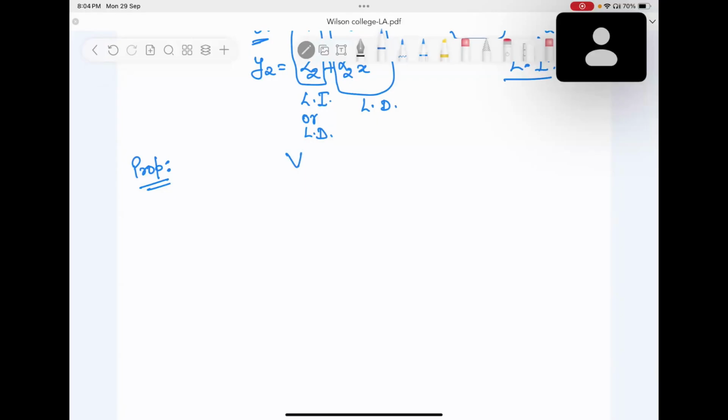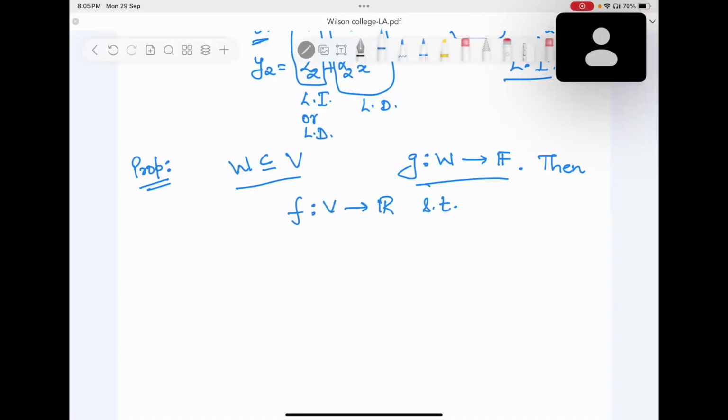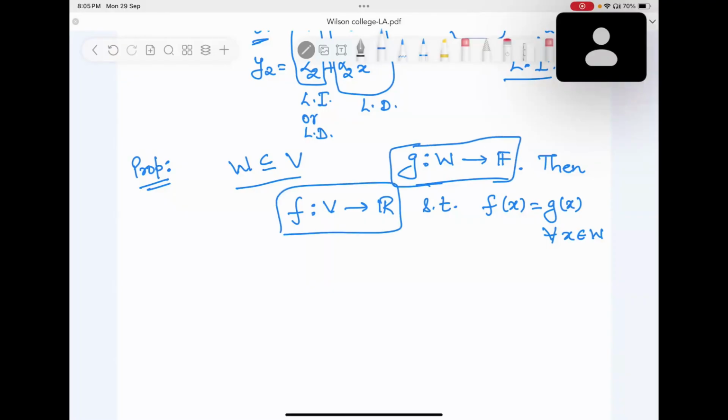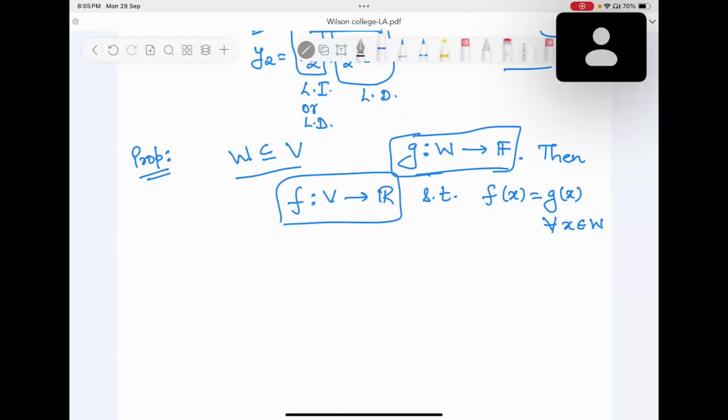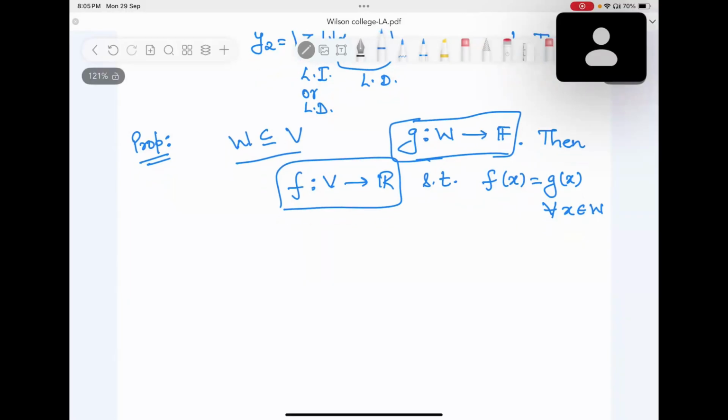Now suppose you have a vector space V, and W is any subspace of V, and you have a linear functional g on W. Then you can always find a linear functional f on V such that f and g are equal on W. So f of x equals g of x for all x belonging to W. You can always extend your linear functional from a subspace to the whole space. This is one of the important properties.